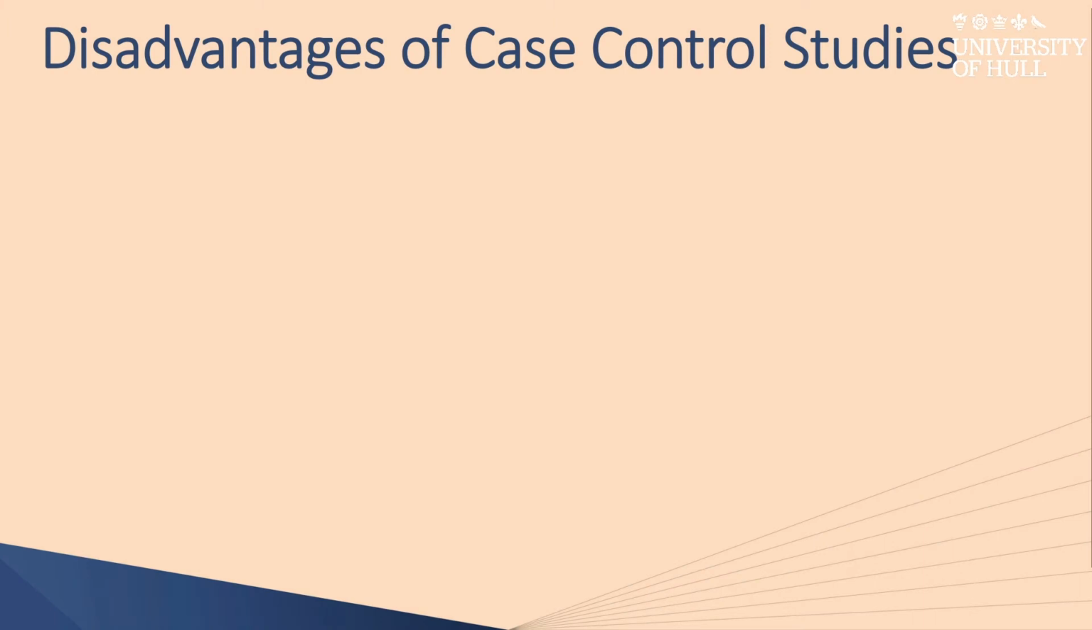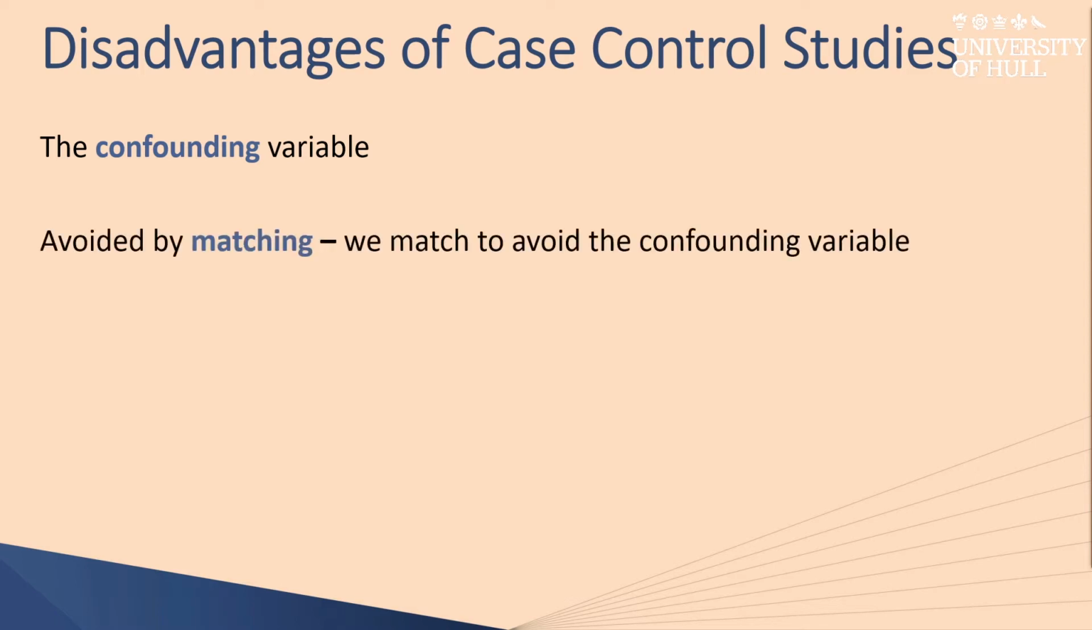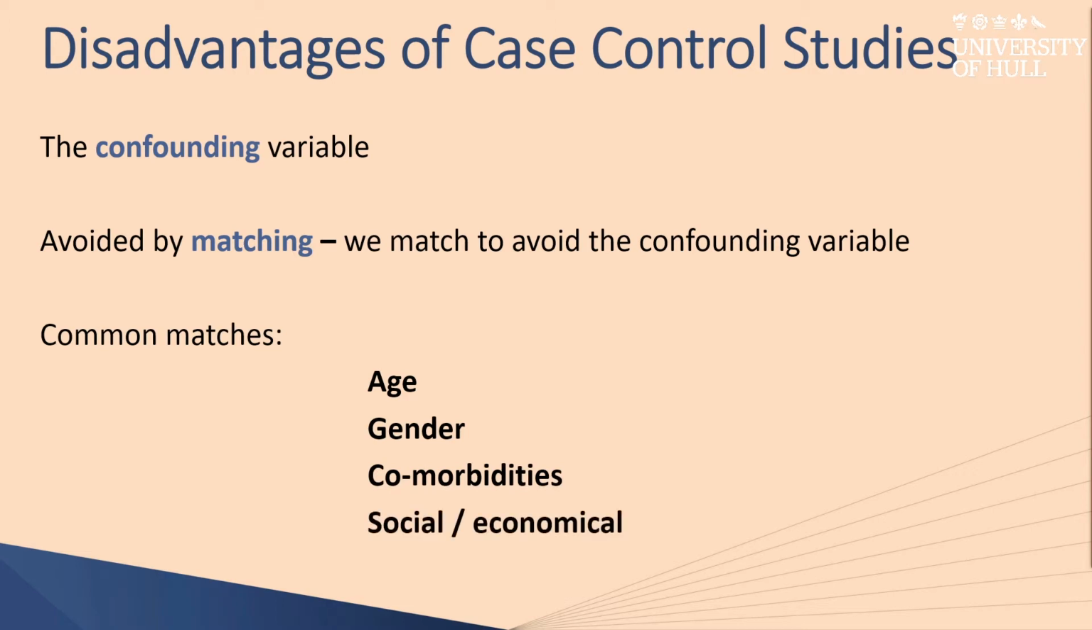Just like all research methods, case control studies also have disadvantages. And just like cohort studies, the main disadvantages are the confounding variable and being able to control that. Remember, confounding variables interact with the dependent variable and can give us a result that isn't a true representation of the problem. But what we can do to try and avoid this is something called matching, where we're matching the confounding variables into select groups and trying to reduce those. Common matches that we might make are based on age, gender, comorbidities, or the social or economical background of the patient. And by this, we're trying to reduce the confounding variables.